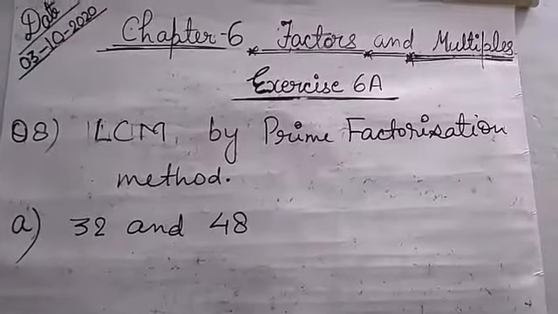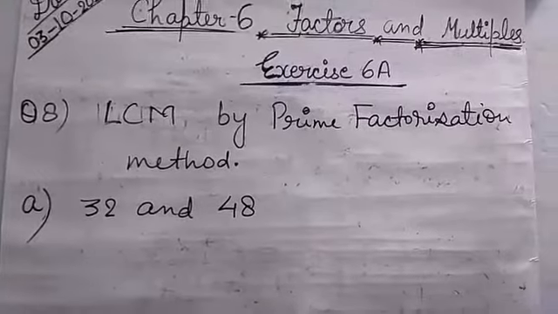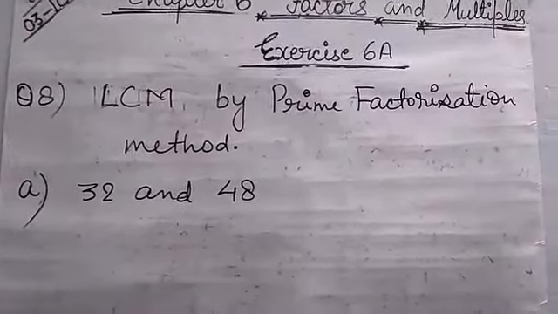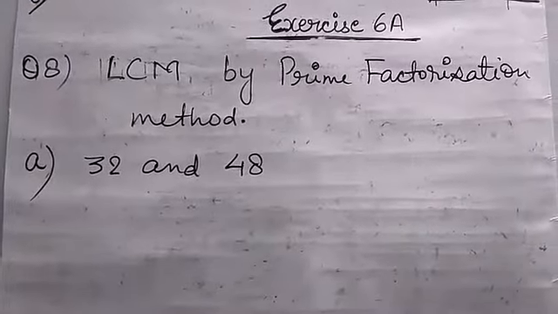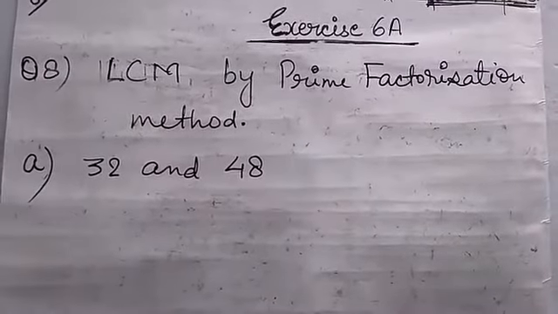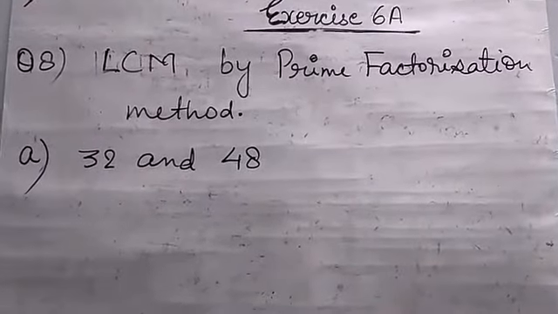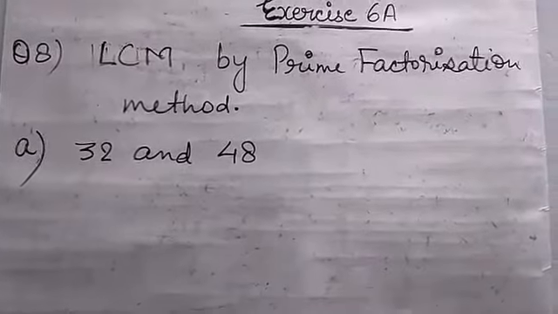Hello student, in chapter 6 factors and multiples exercise 6A, today we are going to do question number 8, that is find out LCM by prime factorization method. So first we discuss what is LCM. The full form of LCM is least common multiple. Least means smallest number.